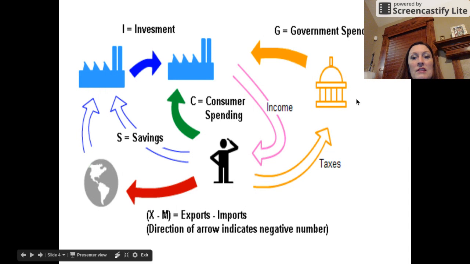So, this graphic is supposed to represent everything that goes into GDP. So you've got government spending, you've got investment, you have consumer spending, income, which goes to consumers so they can spend. Consumers spend some of their money and they put some of their money into savings, which then goes back into investment. And consumers also, sometimes the money goes out to outside of our nation's borders to other parts of the world.